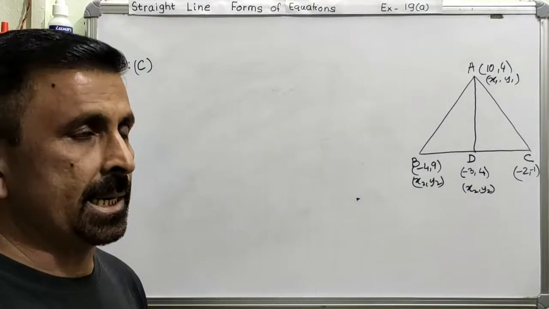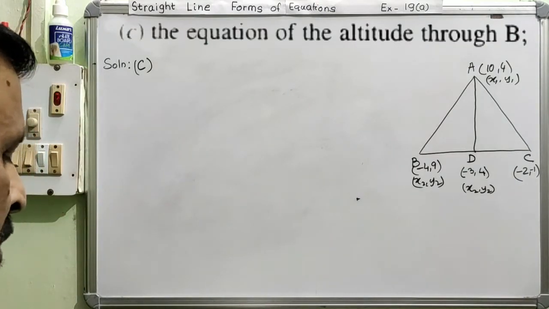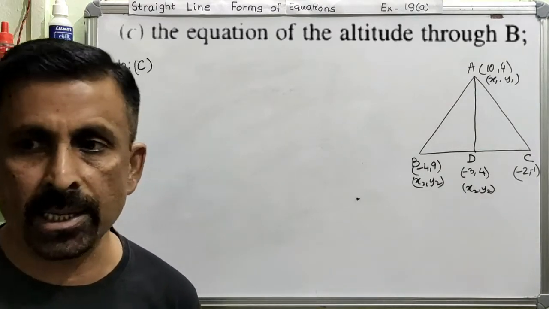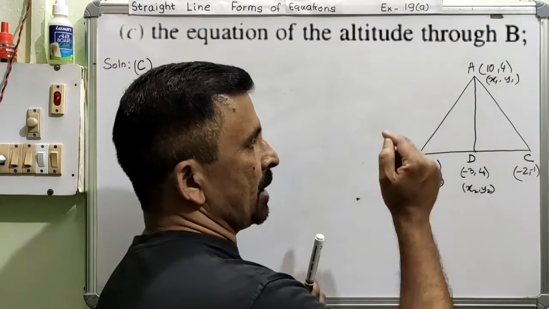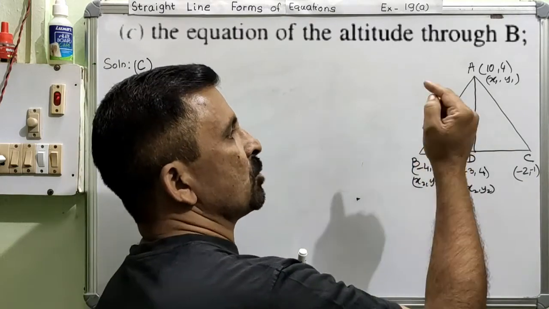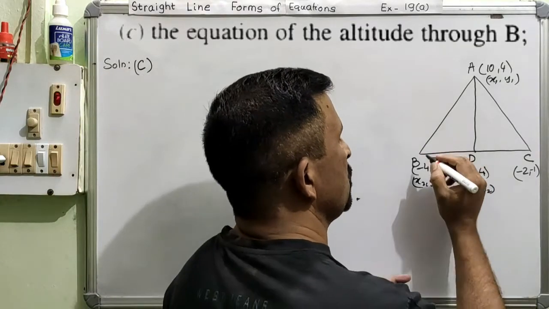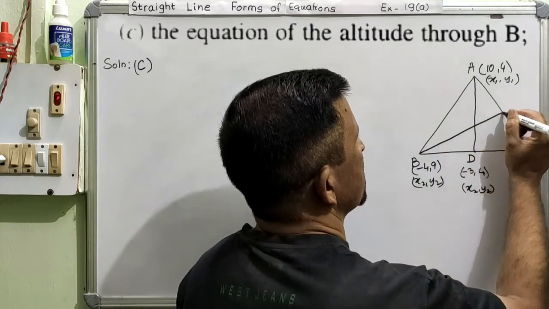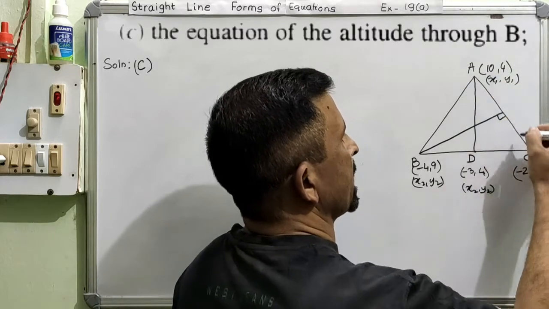Now part C. What does part C say? Write the equation of altitude through B. You have to write the equation of the altitude through B. Altitude means the perpendicular drawn from a vertex to the opposite side. Perpendicular drawn from a vertex to the opposite side is called an altitude. So let us draw the altitude through B. This is the altitude, and because it is an altitude, it will be perpendicular to the side AC.